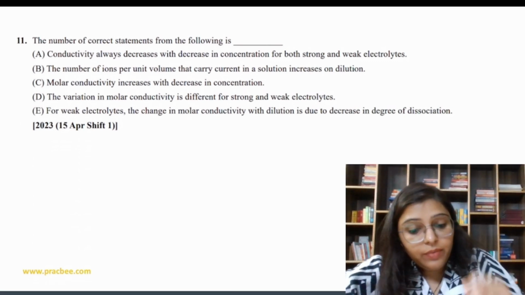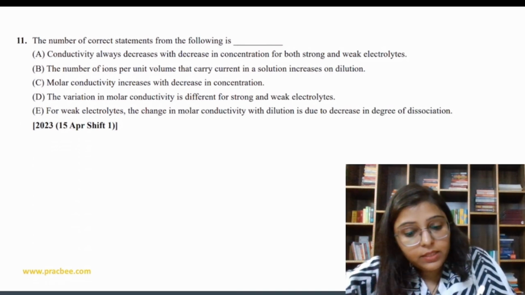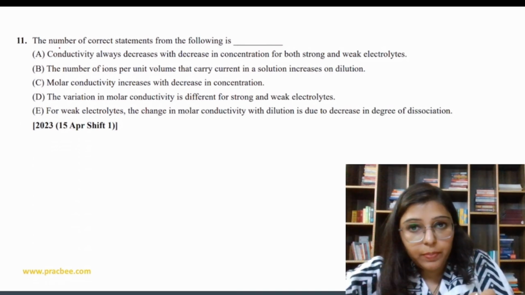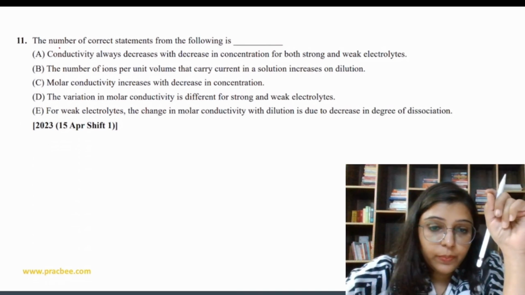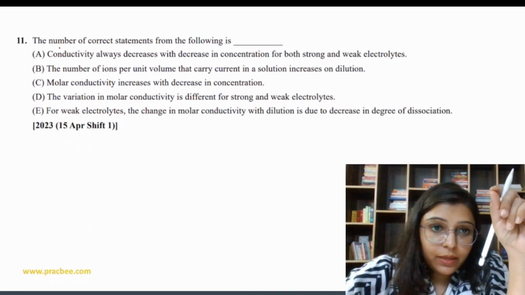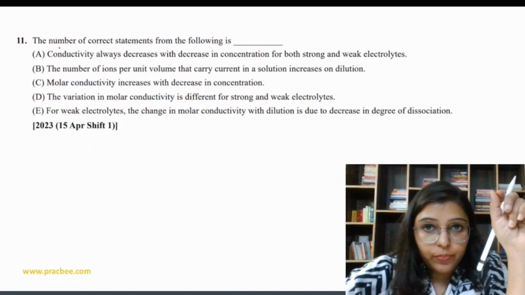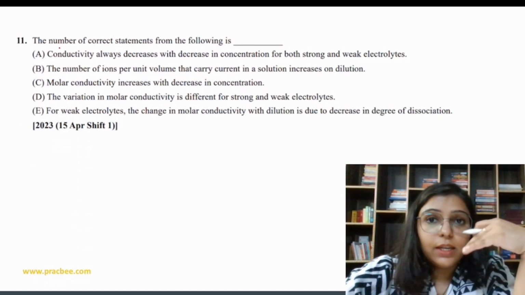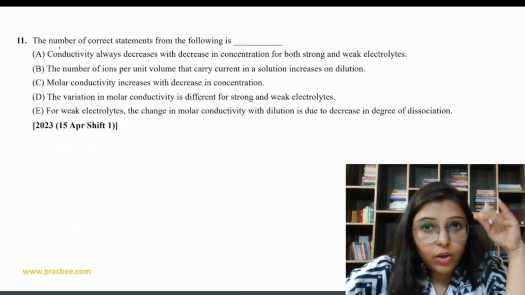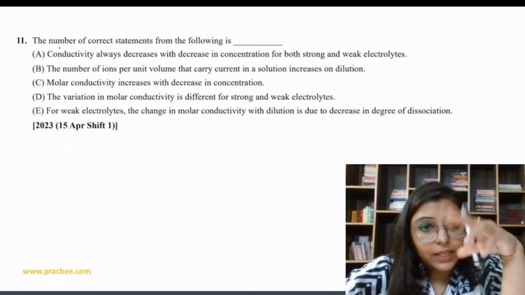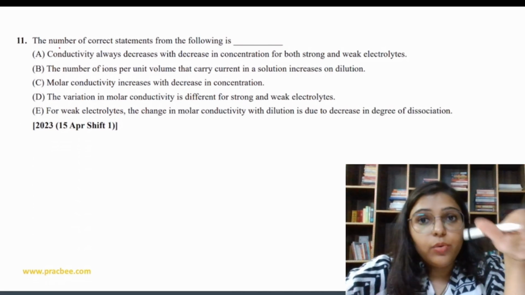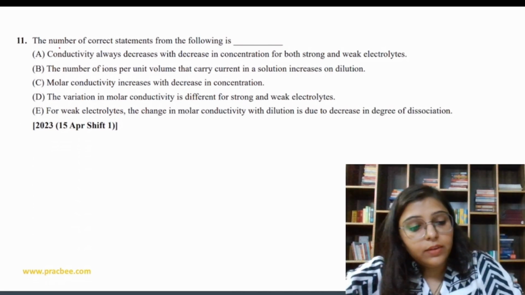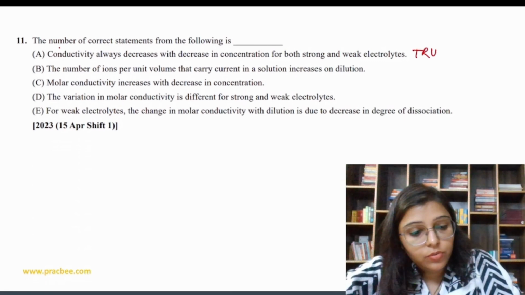See what we are going to say. Conductivity we can write as kappa. That is basically conductivity in 1 centimeter cube. So if you decrease the concentration, or we can say on dilution, what happens? The ions present in 1 centimeter cube volume are going to decrease, due to which conductivity decreases. So this is going to be true, right?